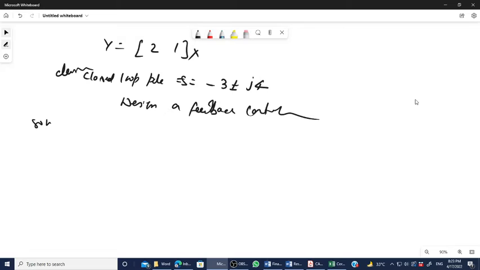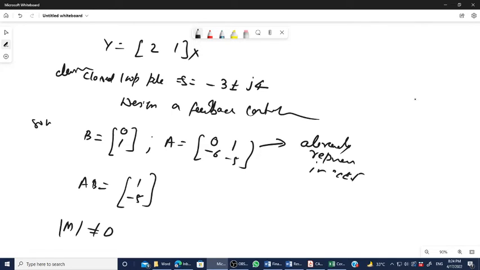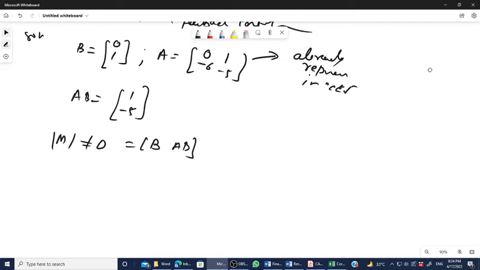So what is the solution? Very simple. First of all you have to check the controllability. B is equal to 0 1 is given, A is given like 0 1 minus 6 minus 5. So this matrix is already represented in CCF, so there is no need to convert into the CCF now. So you simply have to check the controllability and you can proceed. The M matrix, that is B AB, is not equal to 0, and you can say that the system is completely controllable.